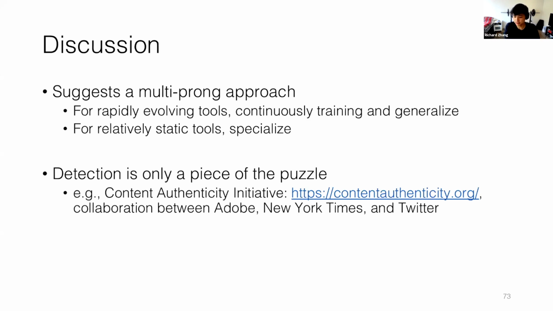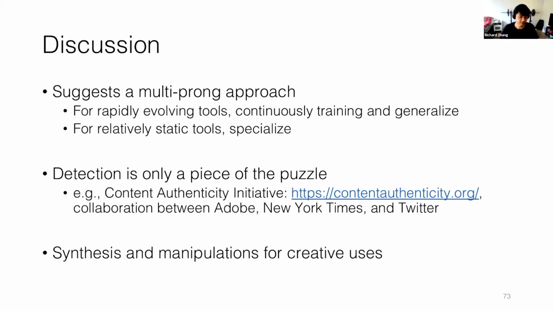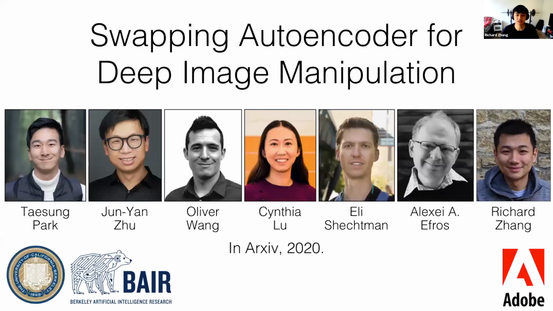forensics is important because we'd like to detect pieces of media if they're intended to deceive. But a lot of these synthesis and manipulation algorithms, their intended use is really not nefarious. It's for creative uses. And so here's an algorithm that we're actually quite excited about. This is recently on arXiv, called Swapping Autoencoder for Deep Image Manipulation.